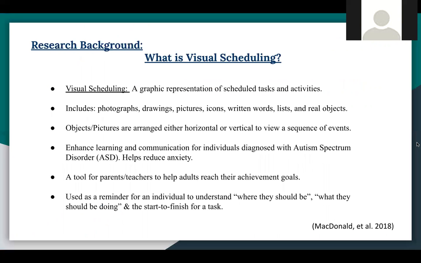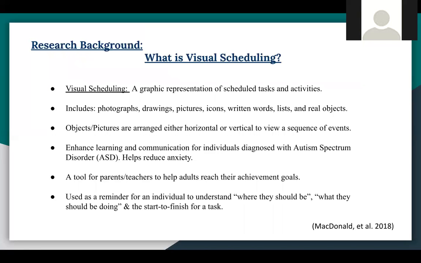Some research on visual scheduling and a background of this intervention: a visual schedule is a graphic representation of scheduled tasks and activities. This includes photographs, drawings, pictures, icons, written words, lists, and real objects. Objects and pictures are arranged either in horizontal or vertical order to display a sequence of events.